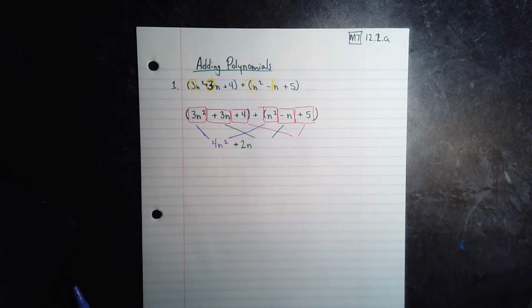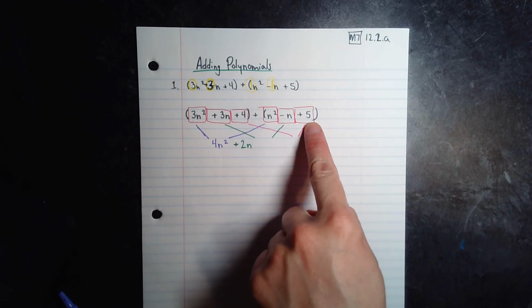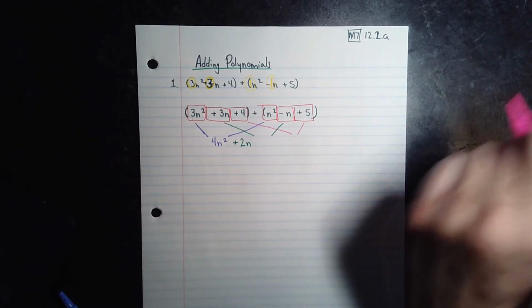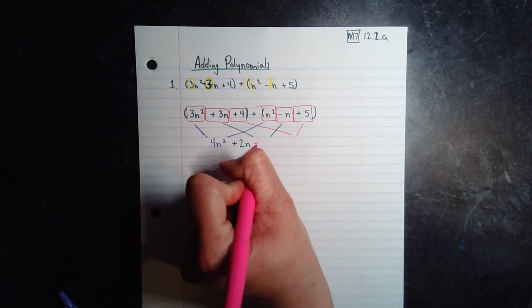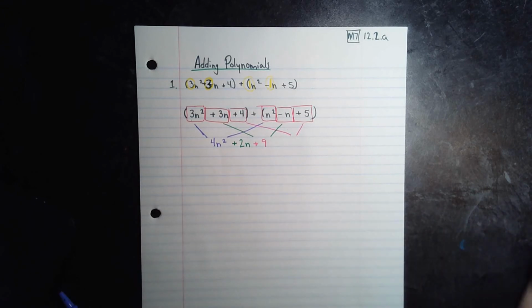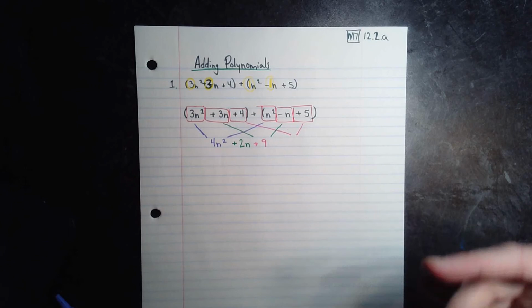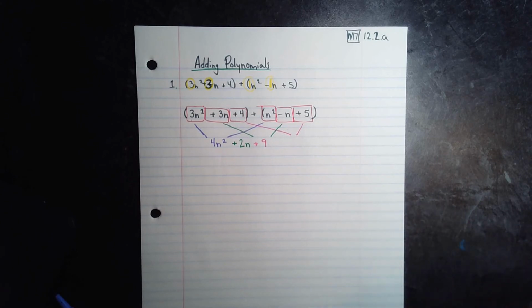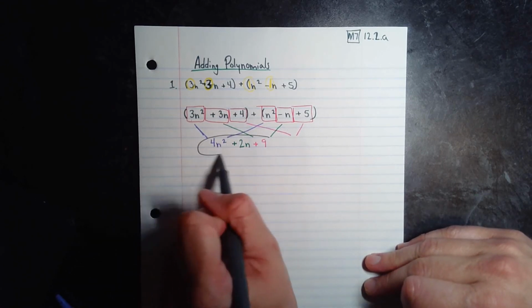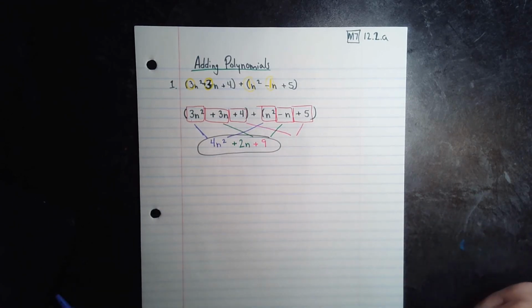And then with our constants, we have 4 and 5, and they're both positive, so we are simply going to add them together. 4 plus 5 is 9. And so that is our answer. That's our simplest version of this problem. We can't simplify it any further unless we know what n equals. So that is how you add together polynomials.